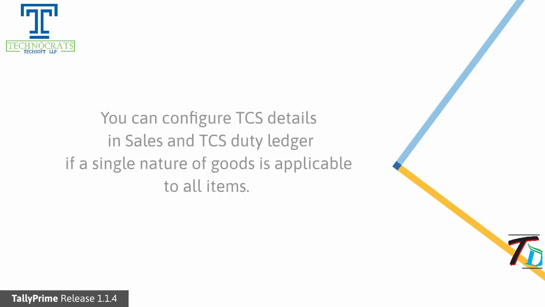If you are dealing with a single nature of goods and have multiple stock items under the single nature, then you can define the TCS details in TCS sales ledger and tax ledger. The same TCS sales ledger and tax ledger can be used for sale of all items, and tax will be calculated based on the details defined in respective ledger master.